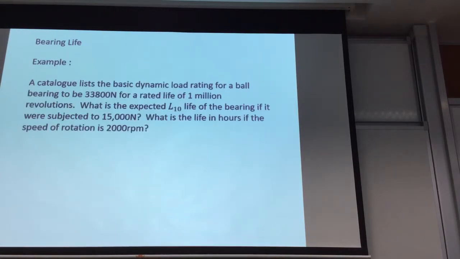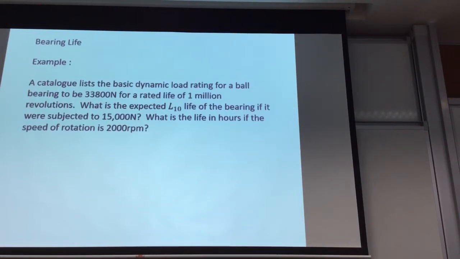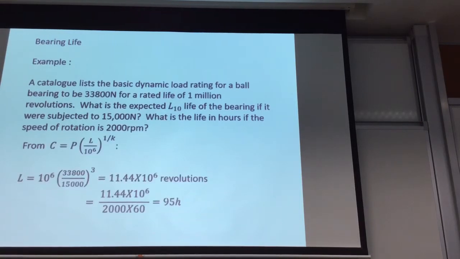Okay, let's look at another example. The catalog gives the basic dynamic load rating for a ball bearing to be 3,800 newtons for a rated life of 1 million revolutions. So what is the expected lifespan if it is subjected to 50,000 newtons? Again, use the same equation.